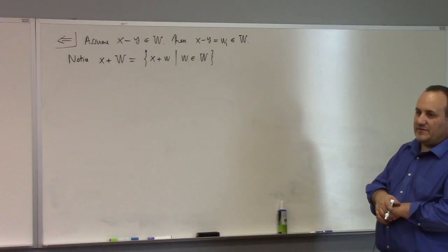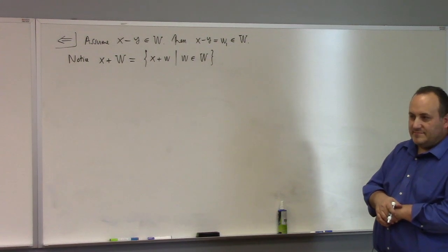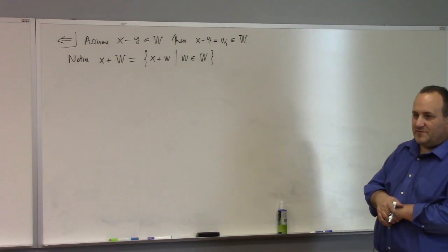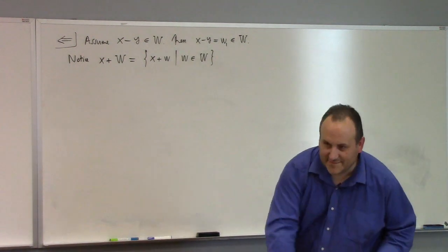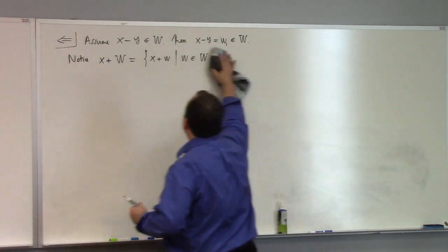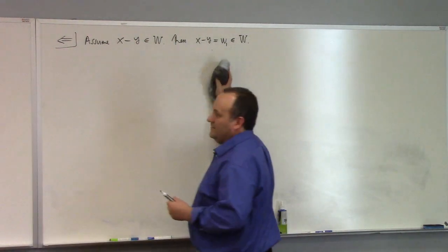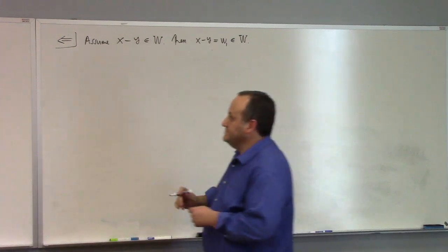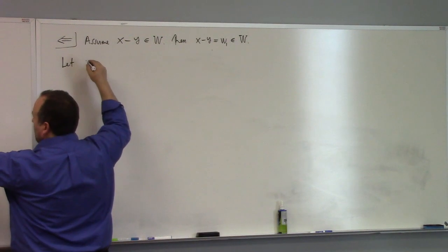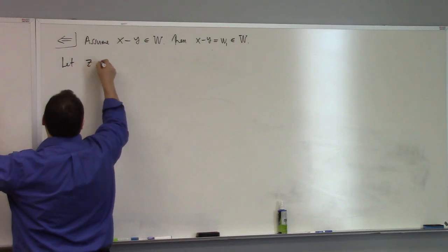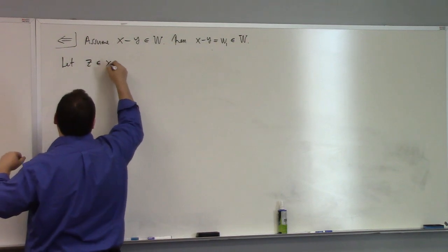Would you guys want me to try double containment, or do you want me to try to show that they have the same elements? Pick your poison? Let's go with double containment. Double containment. All right. So I'll erase this. See, because double containment starts with picking an element in one of the sets. So let z be an element of x plus W, right?